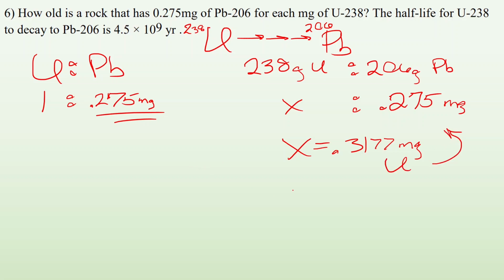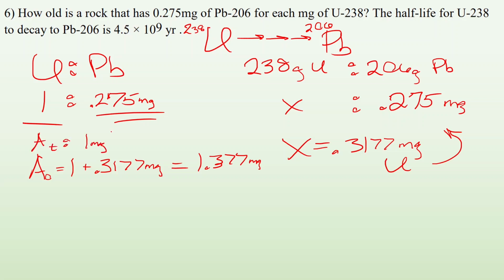So how much did I start with? Well, there's still 1 milligram left of uranium. So my A0 is really that 1 plus the 0.3177 milligrams, or 1.3177 milligrams. So that's my A0. The amount at some time is 1 milligram. They tell me the half-life. So now I can finally go do my first order kinetics equation. Natural log of At equals negative 0.693 over T1/2 times t plus the natural log of my starting amount.